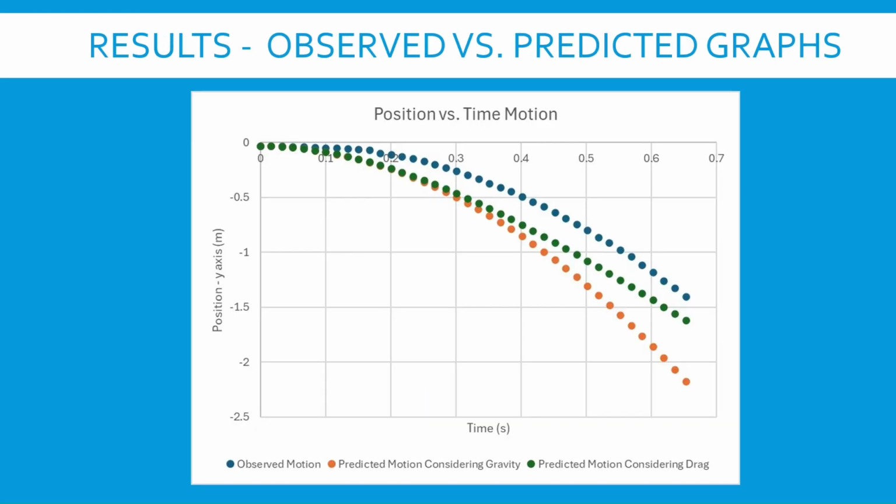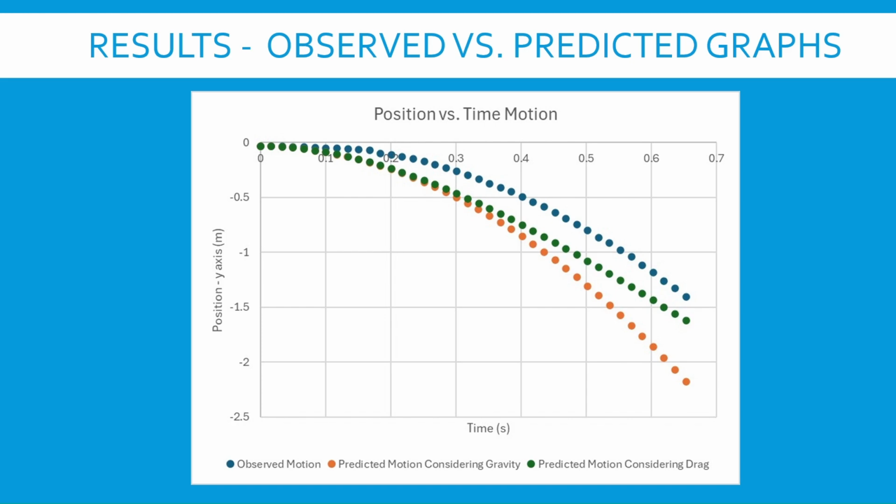With all of the data, I created this graph which compares the observed data with the two computational models. Results show that both models predict a much faster ball. However, as time goes on, the model that includes drag becomes a little closer to the ball's actual movement. In any case, there are some clear discrepancies between the models and the real-world data.